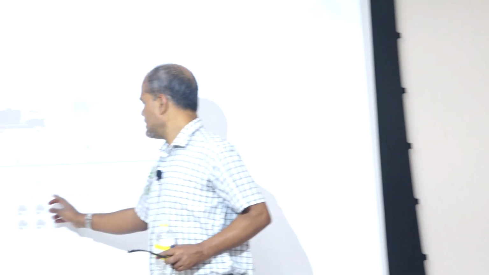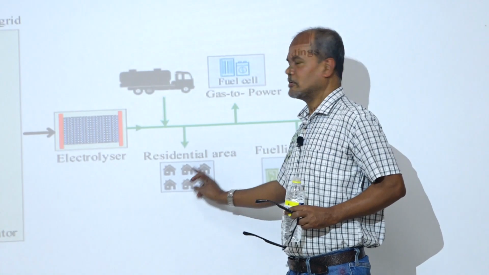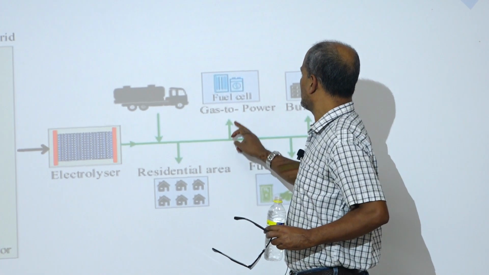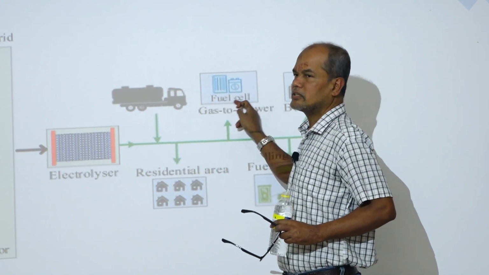Electrolyzer, the output is chemical energy, hydrogen. No, for the electrolyzer, the input is electrical energy. Electrical energy. Electricity. Yes. Before this, I think after this, there is one more slide. Hydrogen gas. Okay. So this hydrogen here is used for heating. This hydrogen is used in the fuel cell to produce electricity.